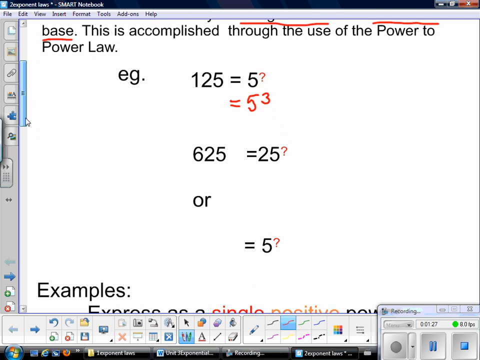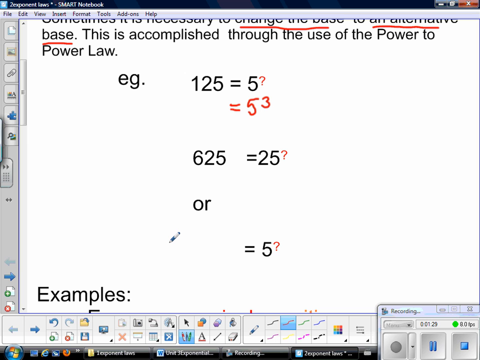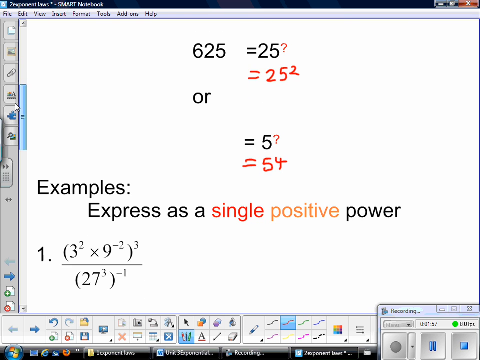Now let's take a look at the next one. 625, what would that be as 25 to the power of something? Well, that would be 25 squared. Or I could also change the base of 625 to 5 to the power of 4. So sometimes we're capable of changing not to one base, but actually to two different ones. Okay, so let's look at some examples at what they're expecting us to do.